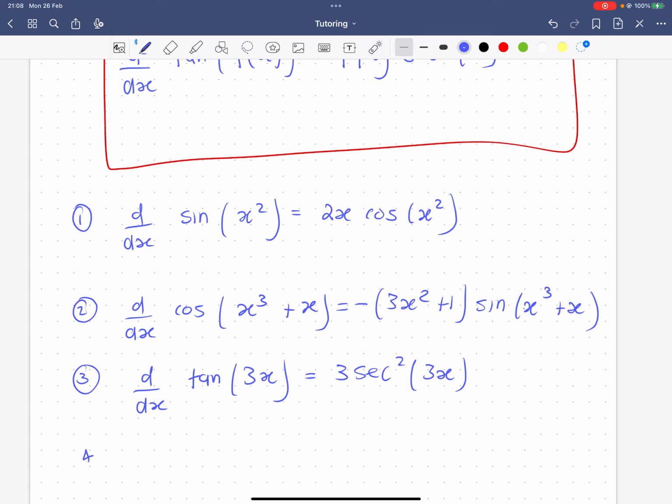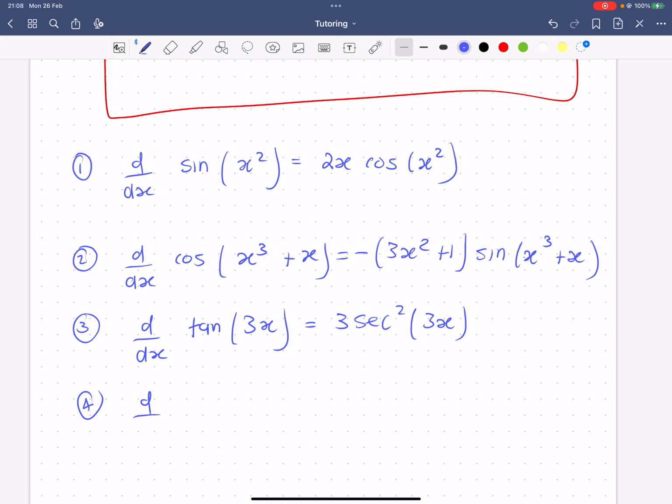I might do another one just to consolidate that. The differentiation of sine of 5x squared. We differentiate what's in the brackets, so 10x, and then multiply that by cos of what's in the brackets, 5x squared.